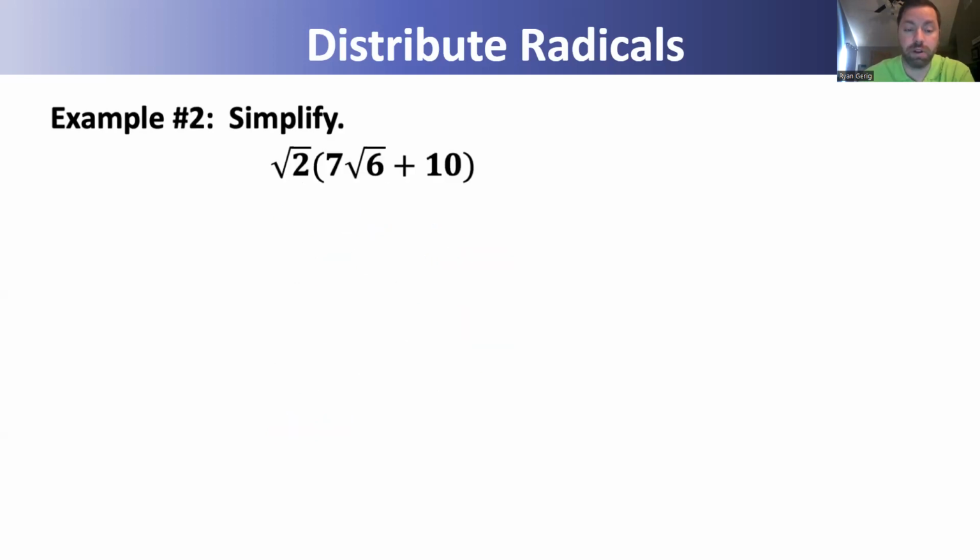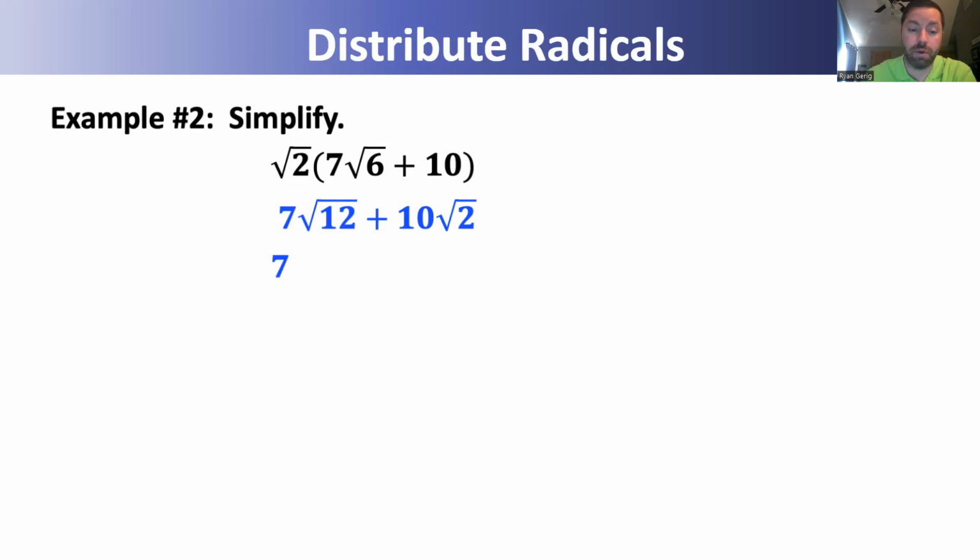Let's take a look at another one. You can distribute a number inside the radical as well. Inside goes with inside and outside goes with outside. So the square root of 2 doesn't go with 7, it goes with the 6. So it becomes 7 radical 12 plus 10 radical 2. Yes, the square root of 2 times 10 is 10 radical 2. It goes with both pieces.